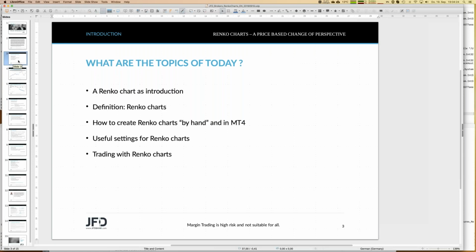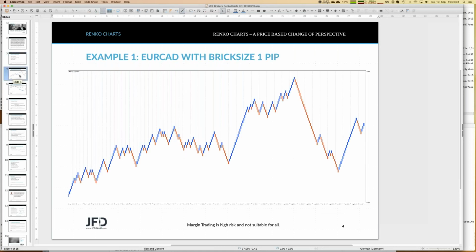And finally, we talk about useful settings for Renko charts, because there is just one setting, but it's similar to standard candlestick charts. There you have to decide, should I go for a D1, a daily based chart, or an H1, hourly based? And here it will be the brick size. It's a little bit similar, but totally different. And then I finally come up with some proposals of how to trade with Renko charts and what you have to know about that. But now let's jump into a Renko chart.